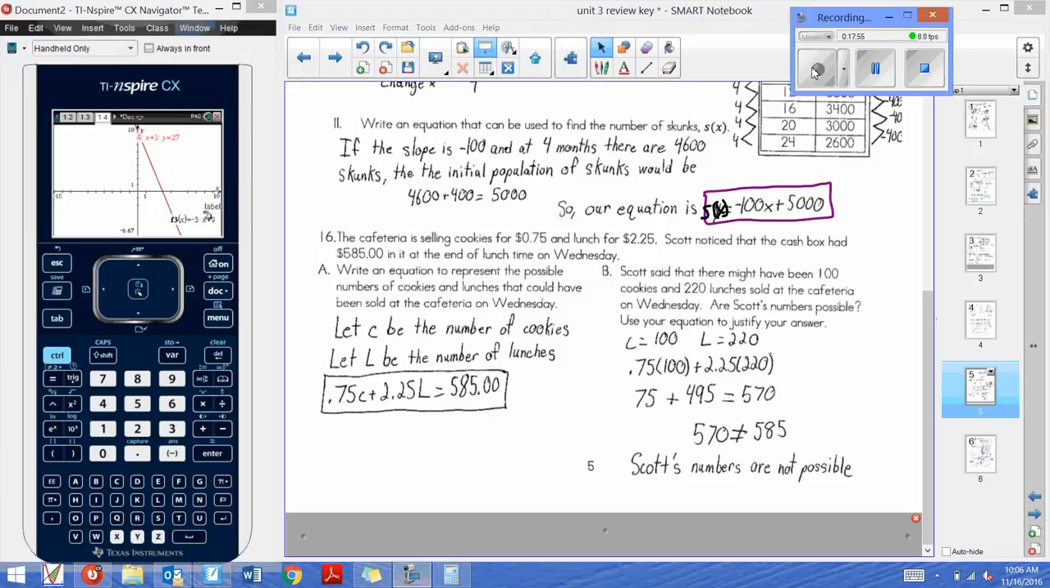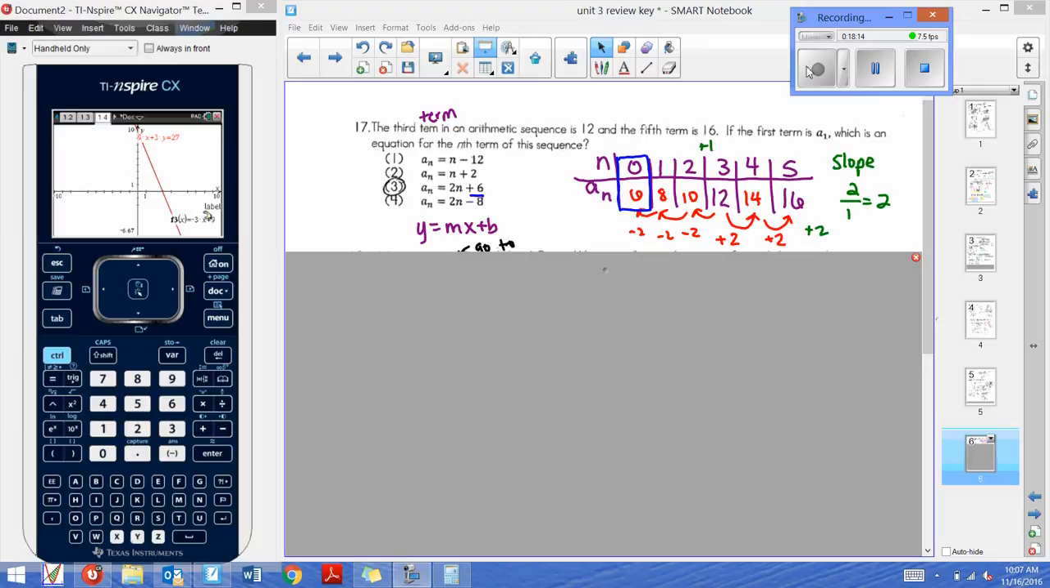So in part B, Scott said that there might have been 100 cookies and 220 lunches sold. All we need to do here is substitute. And when we do that, we find that this is not possible. 570 did not equal the 585, so Scott was wrong.